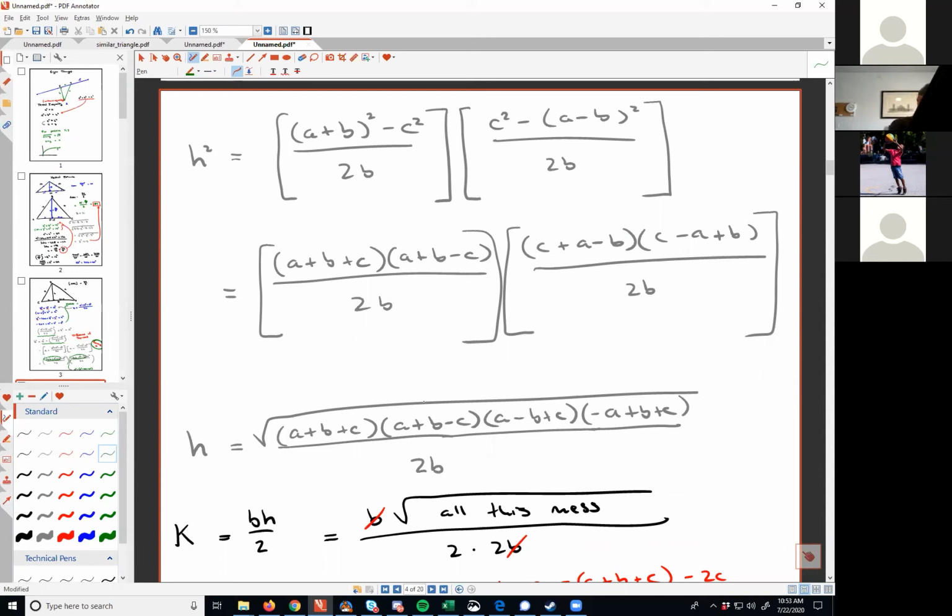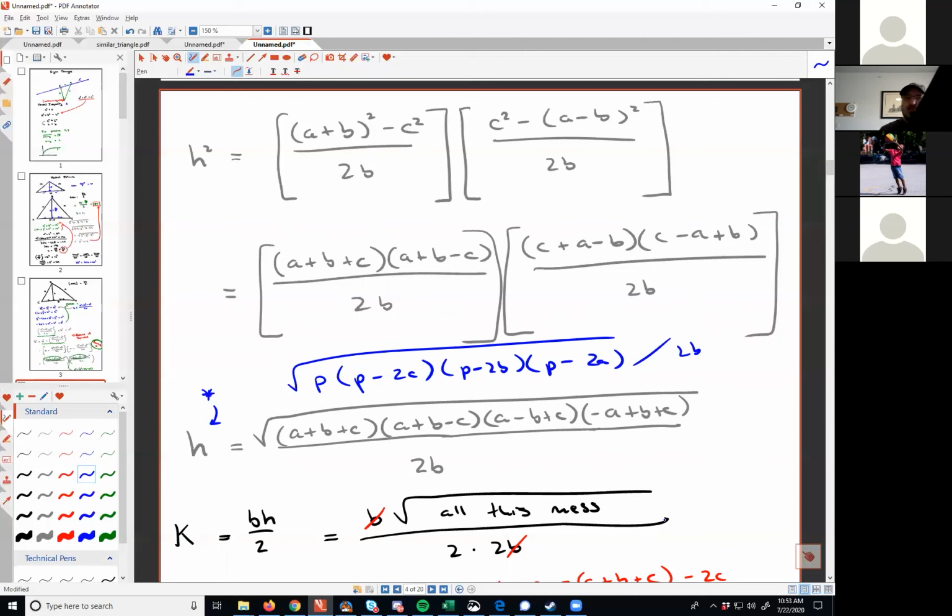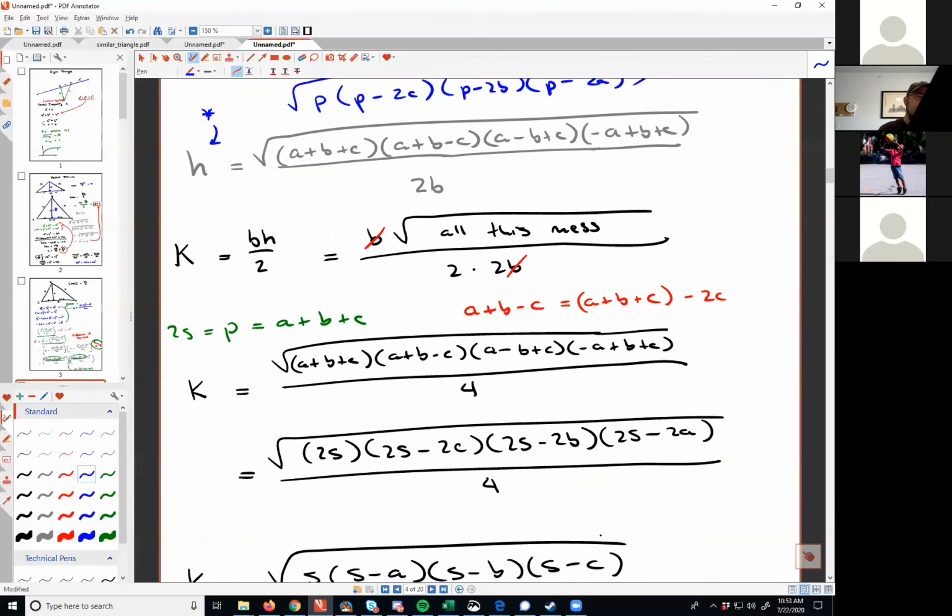perimeter. We could have made a previous substitution. We could have at this point in time right here. In this line, we could have said, oh, that's the perimeter times the perimeter minus 2c, oops, not 2s, 2c, perimeter minus 2b, perimeter minus 2a, all over 2b. And then we would have said, okay, perimeter is 2s, and that'll help us get rid of fractions when we're done.